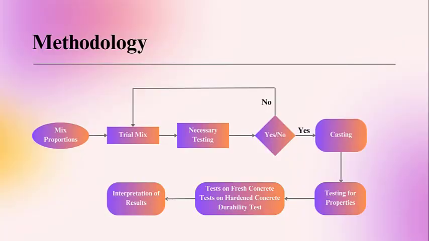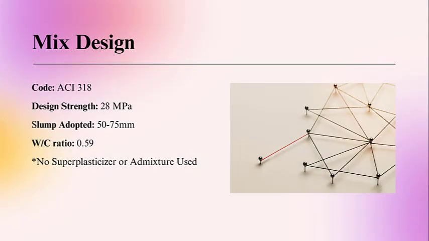This diagram depicts the methodological process. The process commenced with the utilization of mix proportions, subsequently transitioning to trial mixes and conducting requisite examinations to verify the accomplishment of desired outcomes. Following attaining the desired outcome, the samples were cast and the properties of the control mixture and other mixtures were evaluated. The American Concrete Institute's Standard 318 is the designated code to formulate the concrete mix.